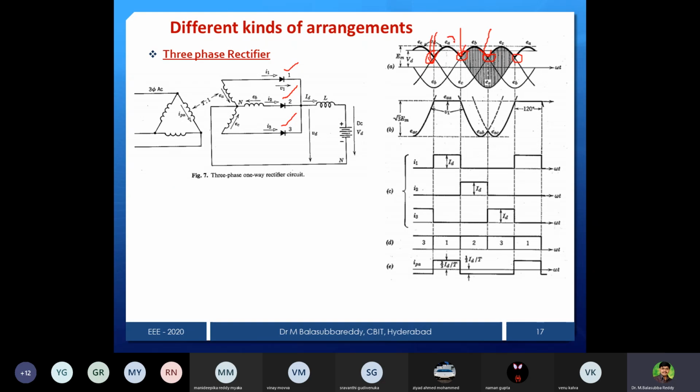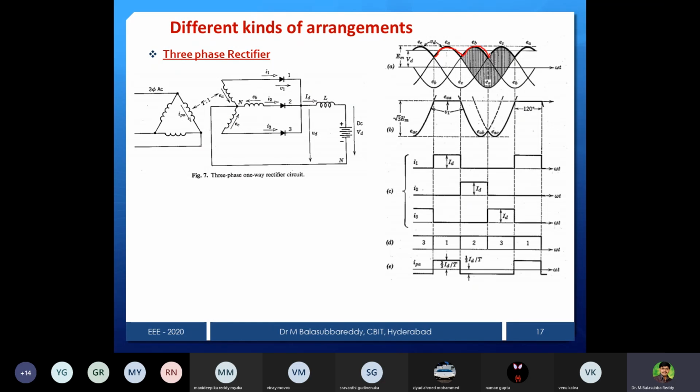So whenever this phase voltage is more positive, then you can say that this device will be forward biased. Once this device is forward biased, current will flow like this, and this phase voltage is going to appear on the load side. That is the reason you can notice the shaded portion. This is a thick line. This is your output voltage waveform.